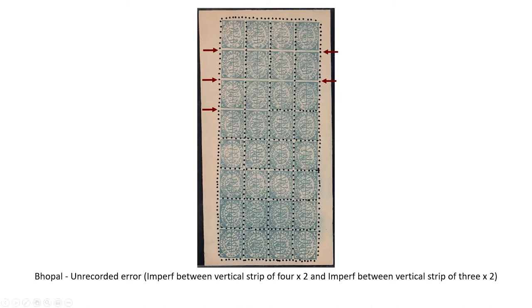You have a vertical strip of four with imperf between two of them. And then you have a vertical strip of three with imperf between two of them. This also is unique. This error is not listed in the catalog yet.